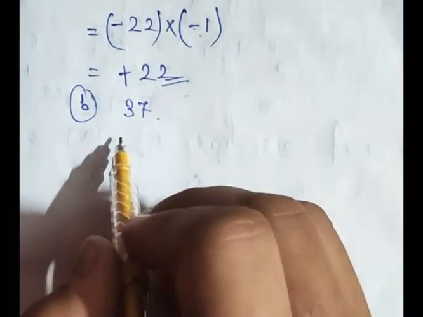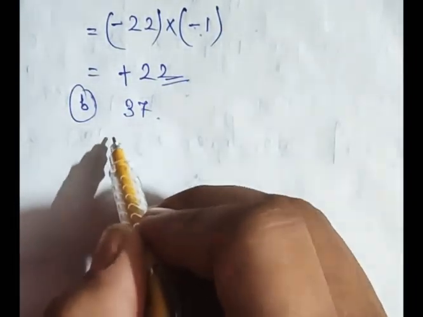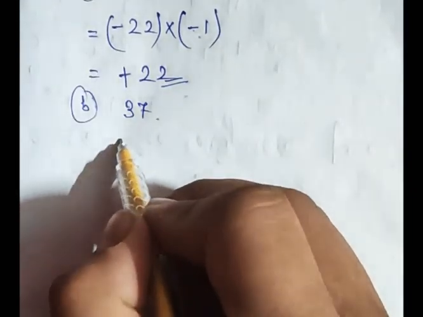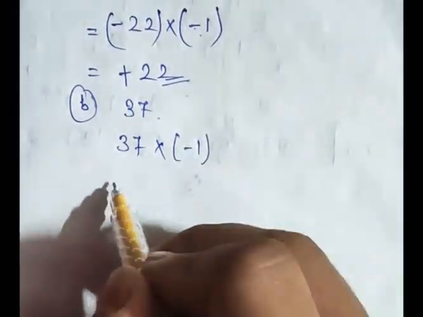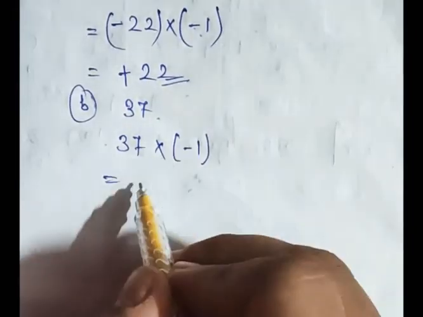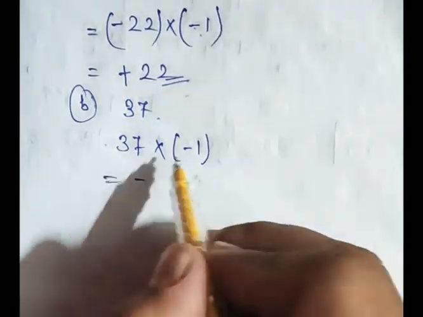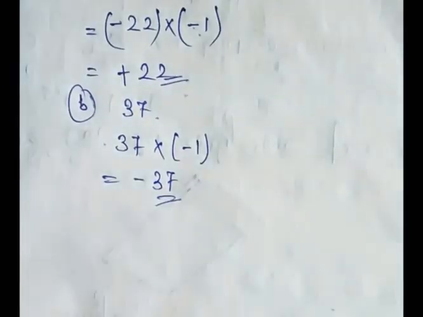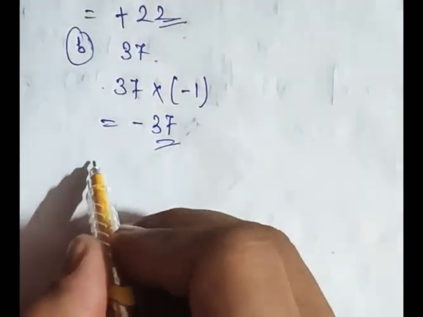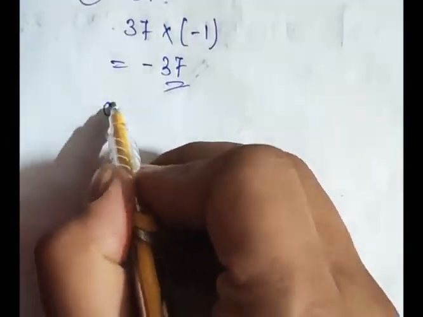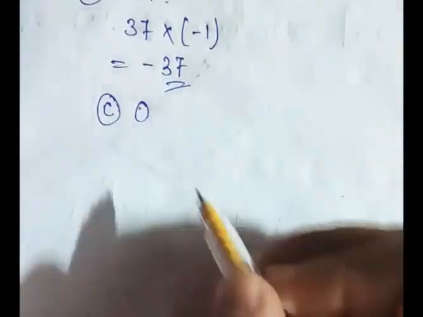So the next integer we have to multiply with is 37. Okay, so let us multiply 37 with minus 1. We all know, again, plus into minus is minus, right? 37 ones are 37. Our answer is minus 37, because when we multiply 37 with minus 1, then we get the additive inverse of that integer, right? So our next question is number C. That is, we have to multiply with 0.